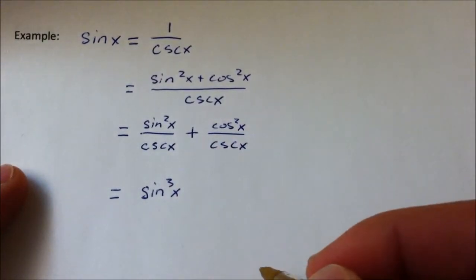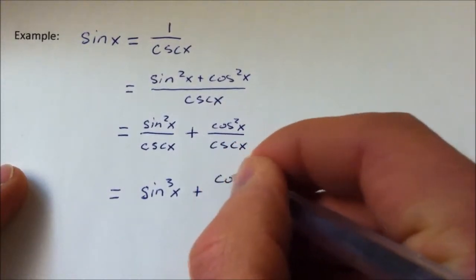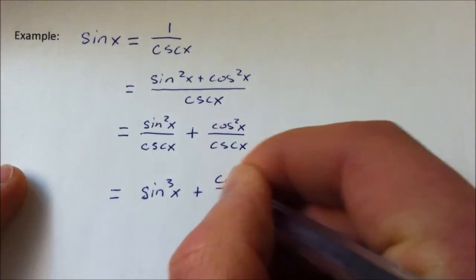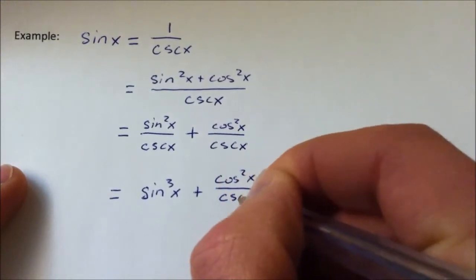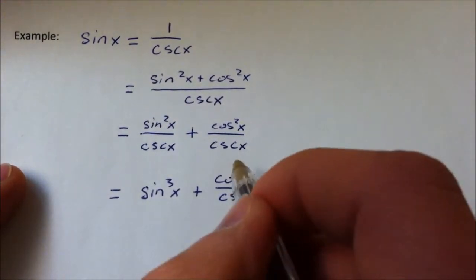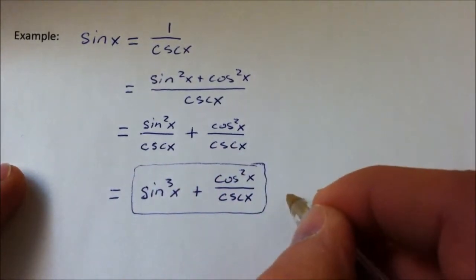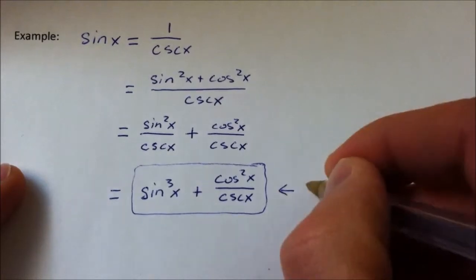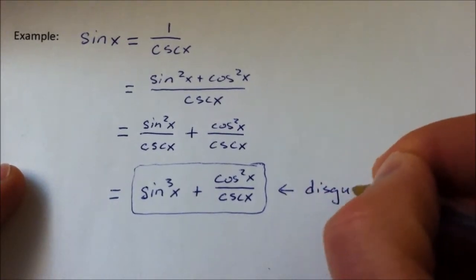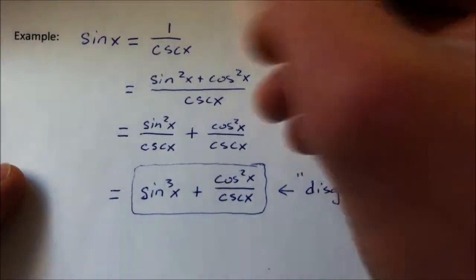I see that I have cosecant in the denominator of my left fraction, and so I'm going to rewrite that as sine in the numerator, which means I really have sine cubed x and then plus cosine squared x over cosecant x. I think I'm pretty happy with that. I'm going to leave that as my disguise. This is basically a 4-step disguise right here.